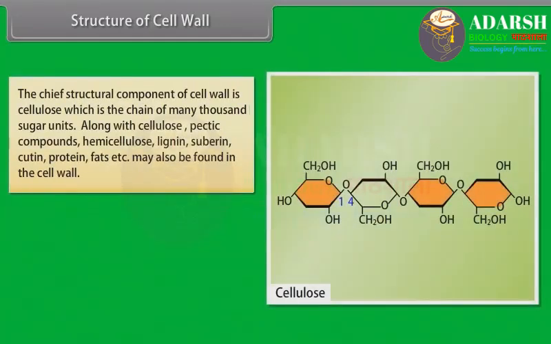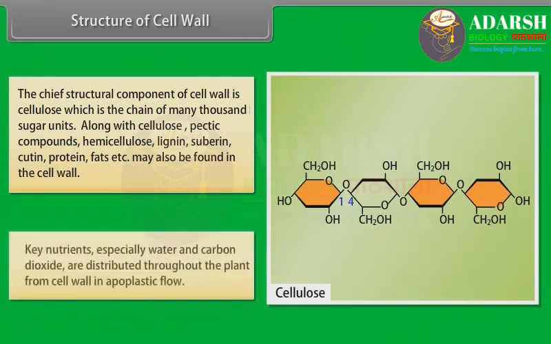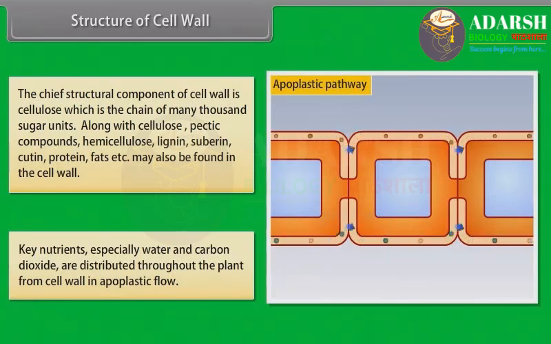The chief structural component of cell wall is cellulose, which is the chain of many thousand sugar units. Along with cellulose, pectic compounds, hemicellulose, lignin, suberin, cutin, protein, fats, etc. may also be found in the cell wall. Key nutrients, especially water and carbon dioxide, are distributed throughout the plant from cell wall in apoplastic flow.